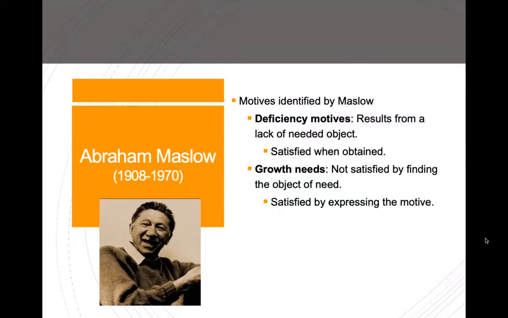But a growth need is not satisfied by finding the object of need. A growth need is when you're satisfied by expressing the motive. Under the growth need, you're already filled up. That empty part of you is already satisfied, and now you just want to give. You want to be in a state of giving, and you are motivated by the satisfaction that comes from giving. You're not coming from a place of lack, but from a place of abundance. With a deficiency motive, you're coming from a place of lack: I don't have it, I want it. But with a growth motive, you're coming from a place of: I have it, I'm ready to give it, and my reward is how motivated and satisfied I feel because I can share my abundance with someone else.